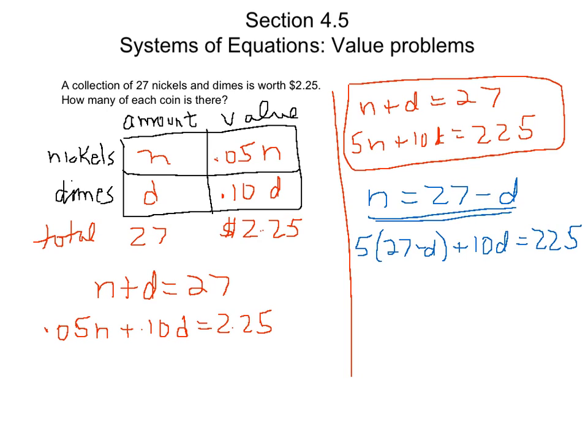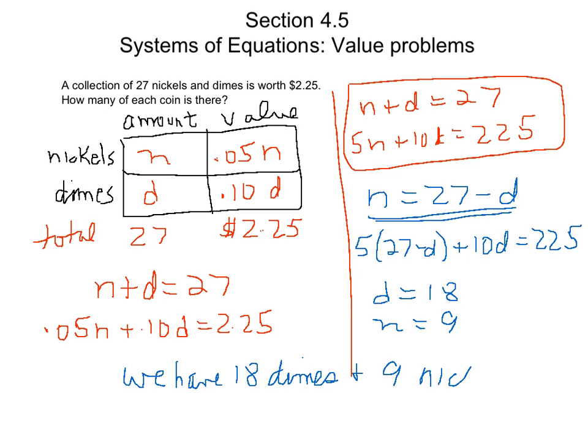Okay, I hope you got that d is equal to 18. And if d is equal to 18, then n is equal to 9. And just like with any word problem, we always want to answer the question in a full sentence. And so we say, we have 18 dimes and 9 nickels. Okay, and that's an application of using systems of equations.